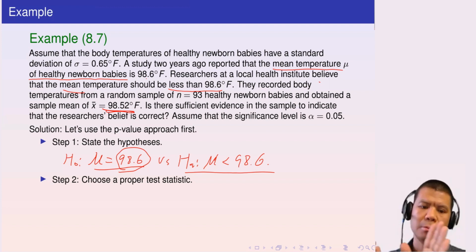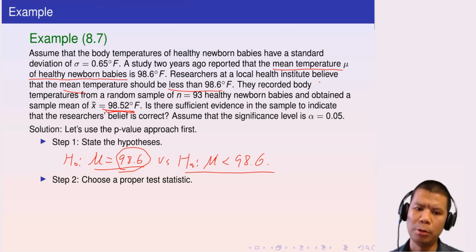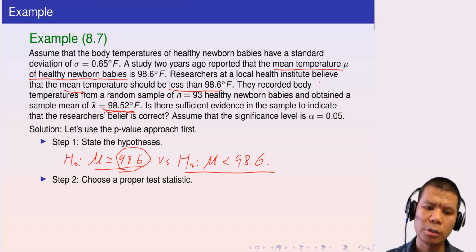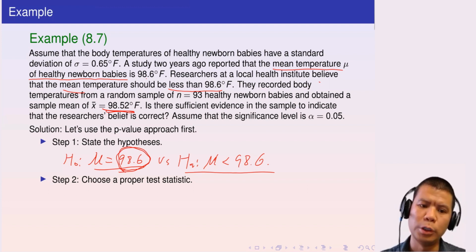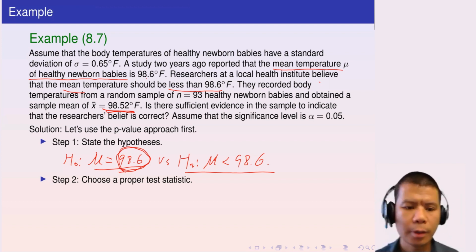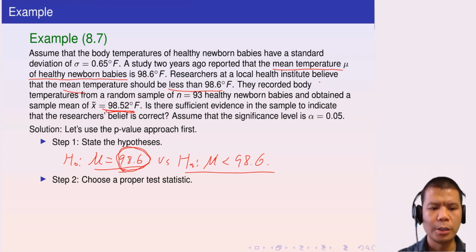Hypothesis is about population, not about sample. So this hypothesis value should be 98.6, which is about the population, not 98.52, which is about the sample. Okay, so let's state step one.